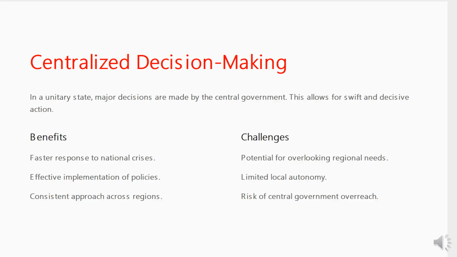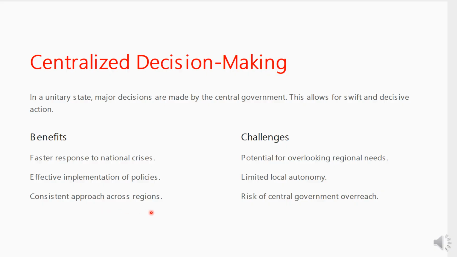Centralized decision making. Centralized decision making refers to the concentration of decision making authority in a single entity or single group. So in a unitary state, major decisions are made by the central government. This allows swift and decisive action. Here the benefits are faster response to national crises, effective implementation of policies, and a consistent approach across regions.